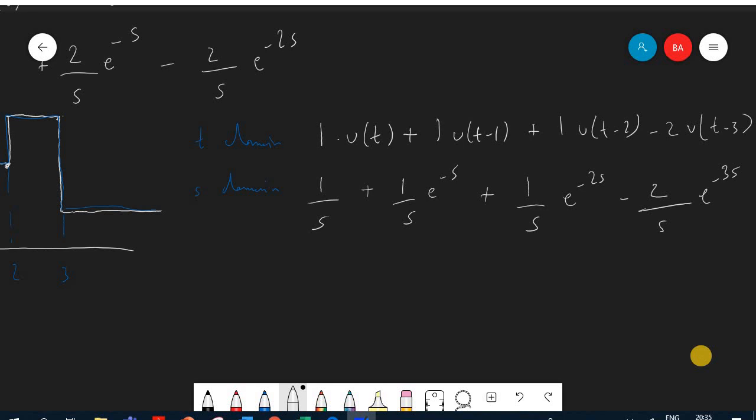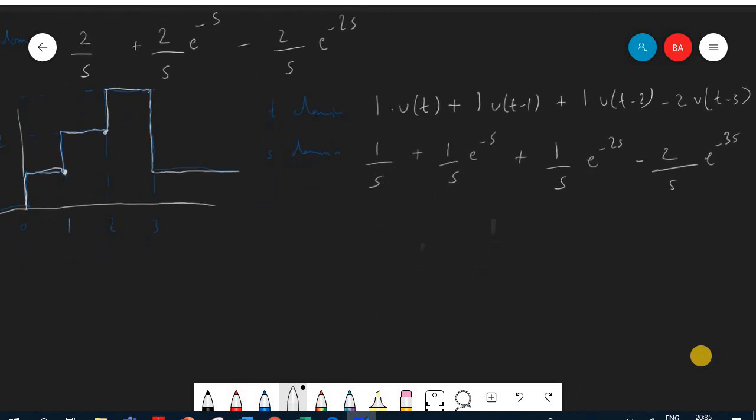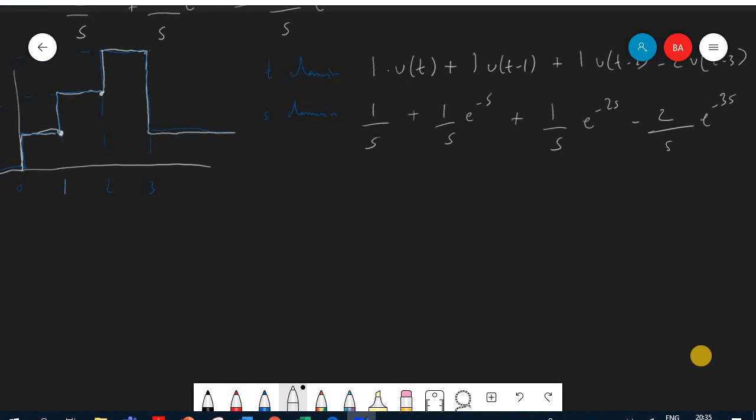But we will not give you custom inputs to a first order process. I'm giving you the custom input just so that if one day later in another course you meet a custom input, you know how to deal with that, and you know how to write it in the time domain and in the S domain.